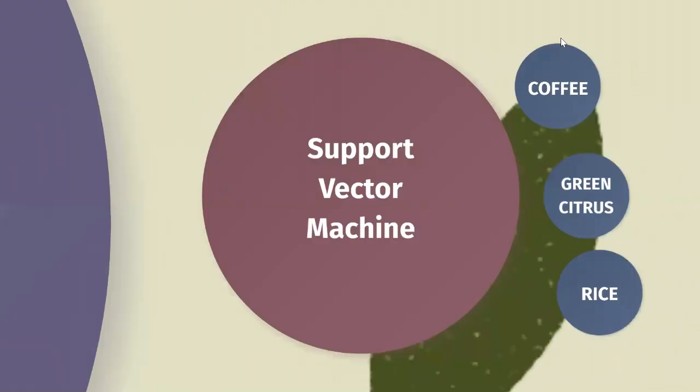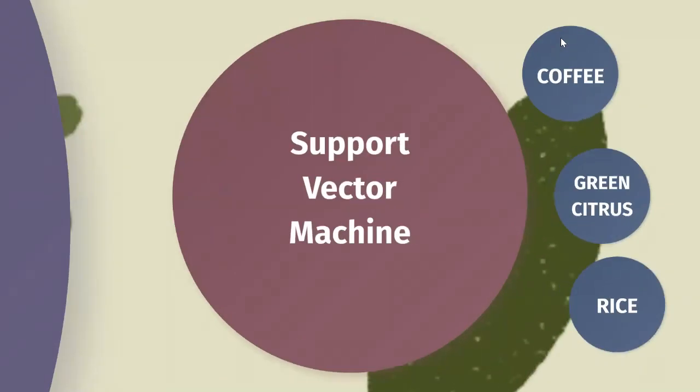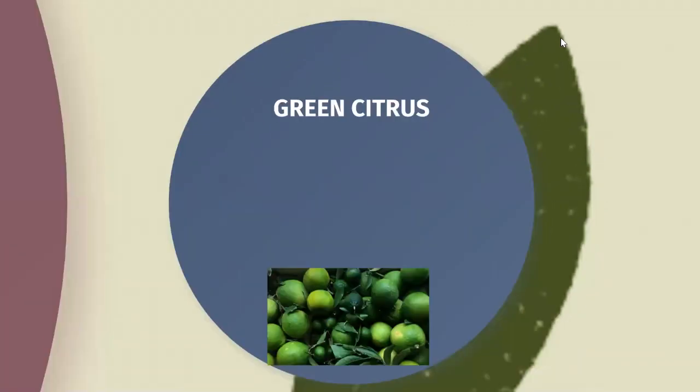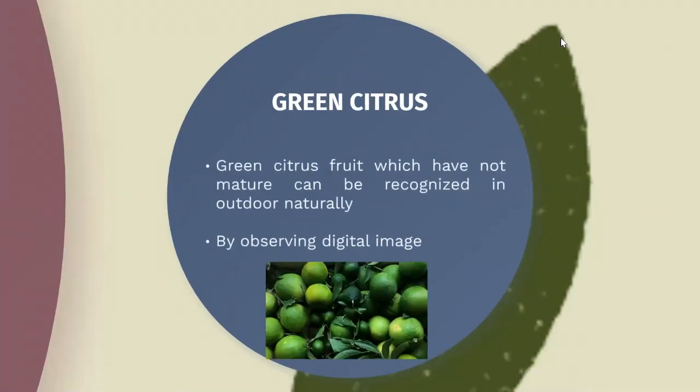The first one is support vector machine. By using this model, coffee fruit still on the coffee branch can be colored automatically. This can be done by observing digital images with color. Besides, green citrus fruit which has not matured can be recognized outdoors naturally. This can be done by observing digital images.